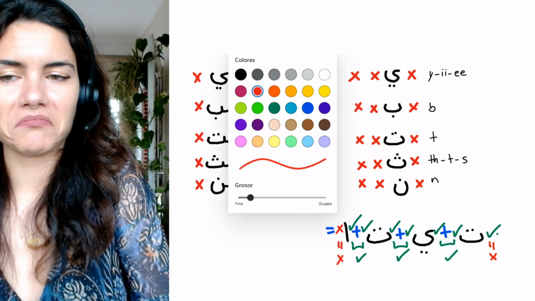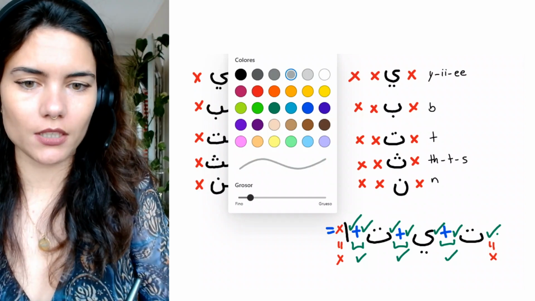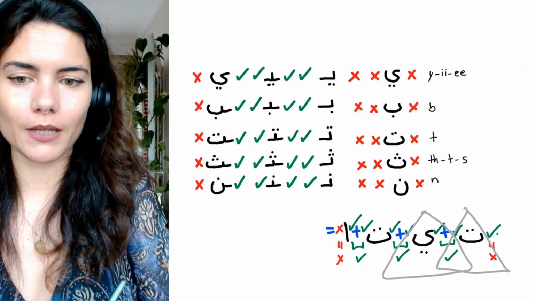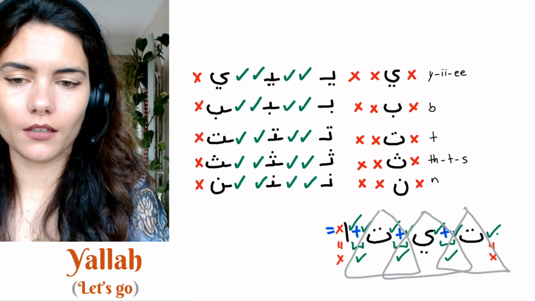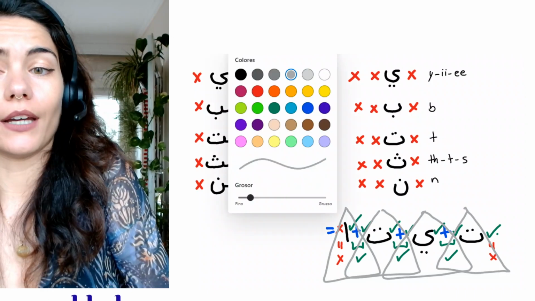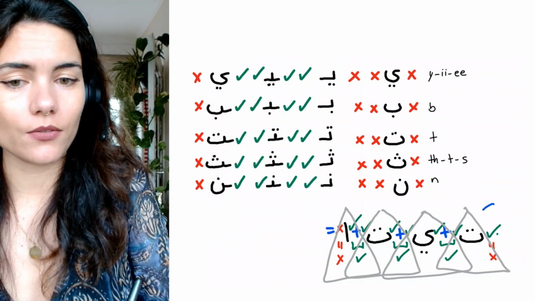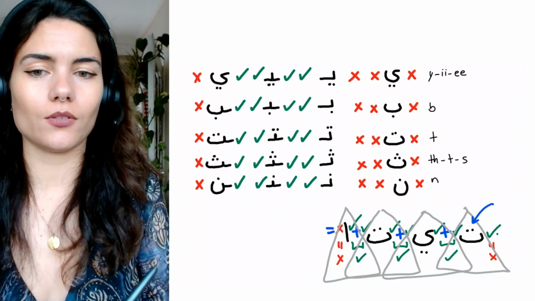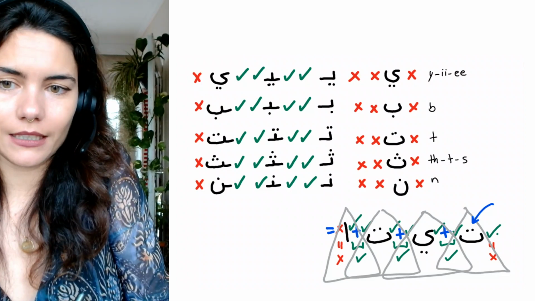Third step, just for pure visualization, we create our triangles to see everything a bit better. Yalla, khalas. And we try to find our letters. So we need to find the ta with an X to its right and a tick to its left. And we find it here.